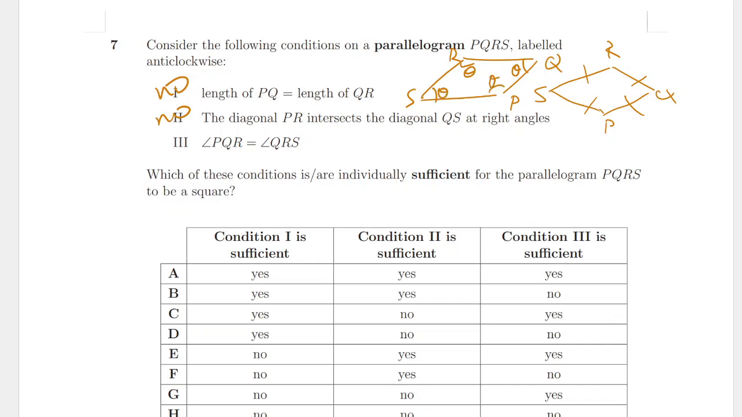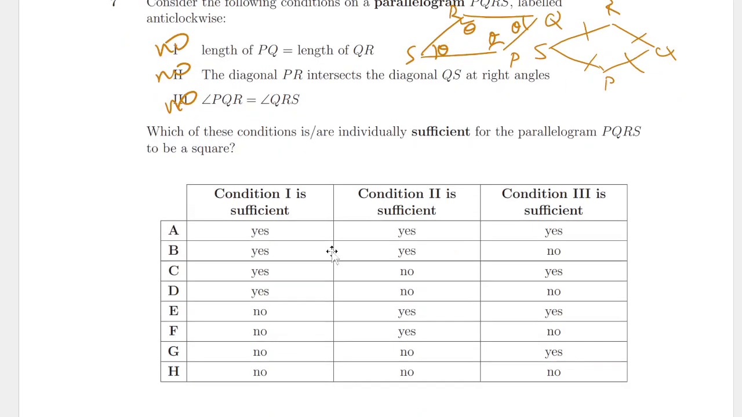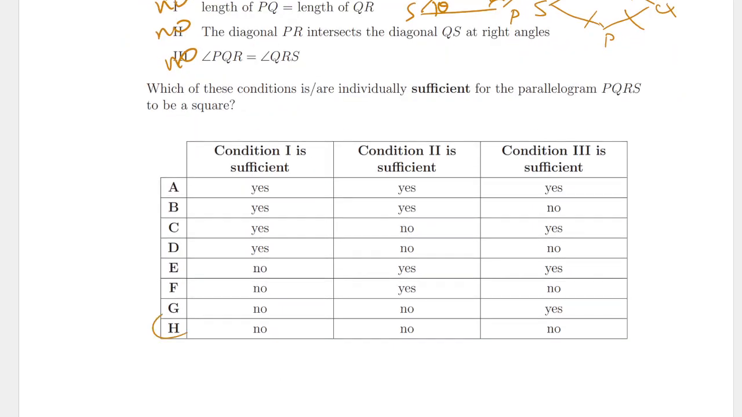Okay, so it must be some sort of thing with 4 90-degree angles, but I can draw a rectangle, right? I can draw a rectangle. A rectangle satisfies that because a rectangle is still a parallelogram, right? Okay, so 3 is also no, right? I can draw something which is not a square. So final answer, no, no, no, which is, let's see, option H. There we are.